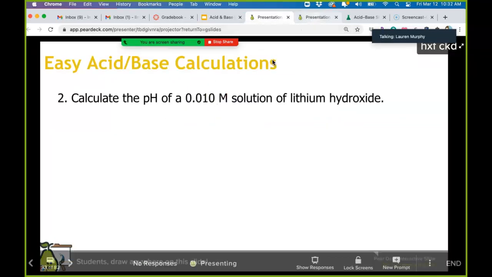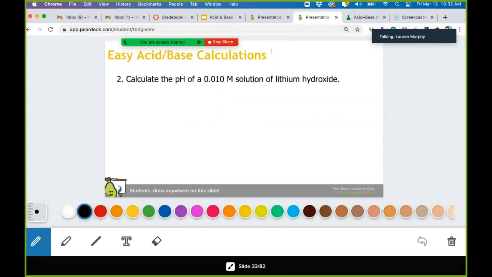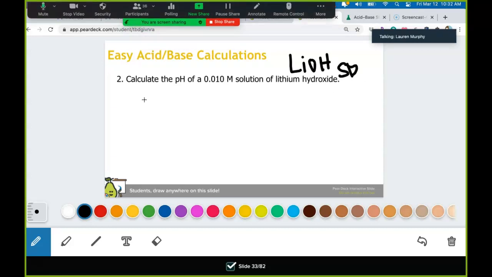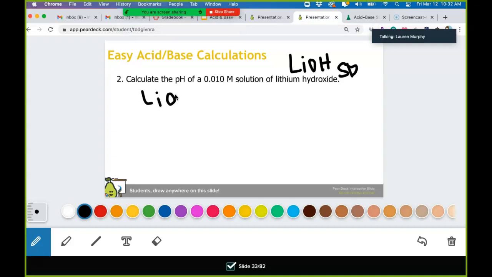So calculate the pH of a 0.010 molar solution of lithium hydroxide. So lithium hydroxide is this. So identify major species. Yes, lithium hydroxide, but what? It is a what? Strong base. So what do strong bases do? So the next step is to write out the reaction. And it's not really a reaction because it's just lithium hydroxide, so it'll just ionize in solution completely, right? That's the point of being strong.